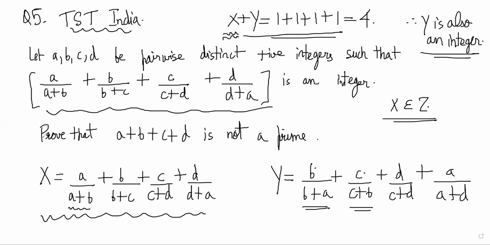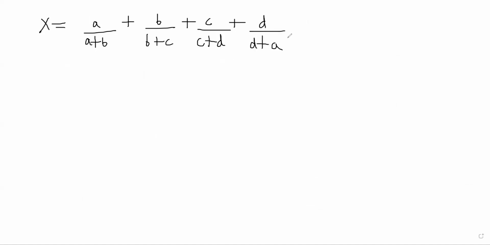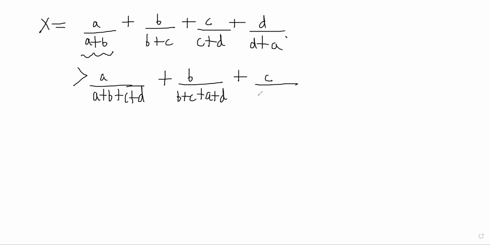Now let's think about x a little more. x was A by A plus B plus B by B plus C plus C by C plus D plus D by D plus A, right? Also, A, B, C, D are all positive integers. So we can definitely say that A by A plus B is greater than A by A plus B plus C plus D, right? And similarly, this is greater than B by B plus C plus A plus D, and C by C plus D plus A plus B, and D by A plus B plus C plus D.